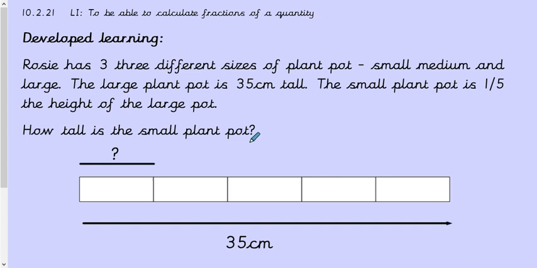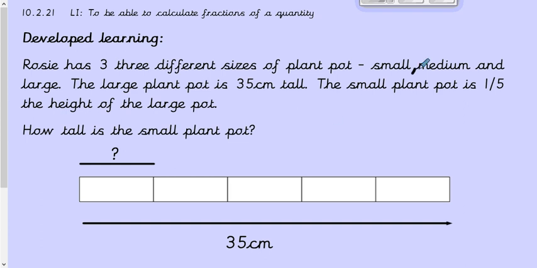So moving on to our developed learning now, we have a word problem to look at. It says Rosie has 3 different sizes of plant pot: small, medium, and large. The large plant pot is 35 centimeters tall. The small plant pot is 1/5 of the height of the large pot. How tall is the small plant pot? It's quite a lot of words in that question, so we'll underline the keywords first.